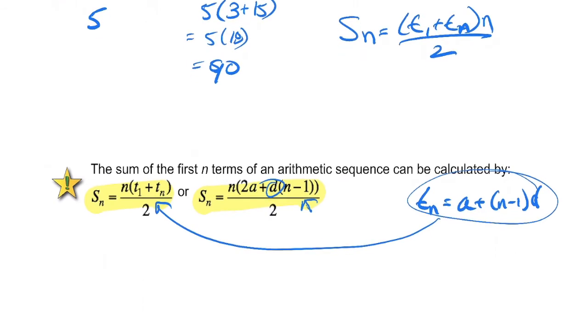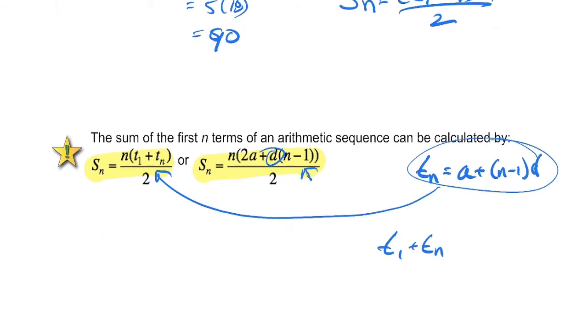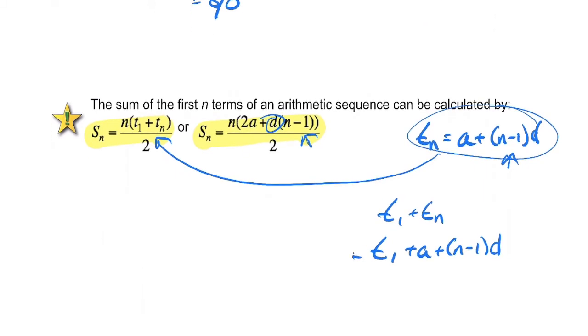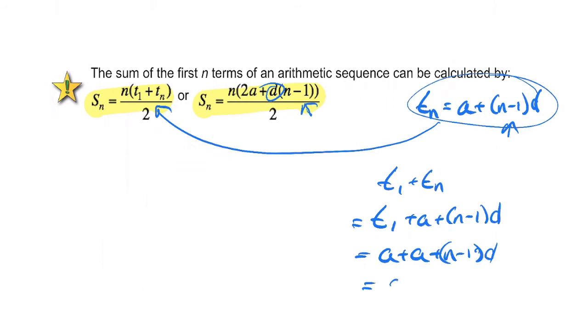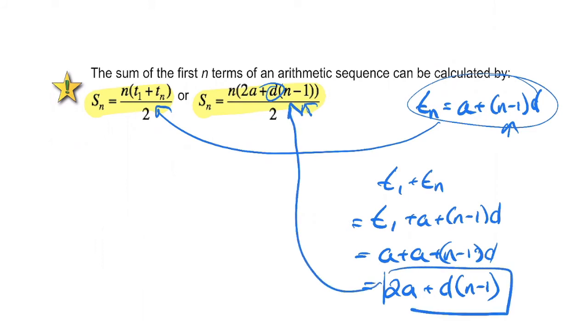So here, if we replace t of 1 plus t of n, and we replace t of n with what we have up here, we get t of 1 plus a plus n minus 1 times d. Well, we know t of 1 is just a. And of course, a plus a is just 2a. I'm just going to move the d in front of that. Essentially, that's what we've done: we replaced t of n and simplified this to be 2a plus d times n minus 1.